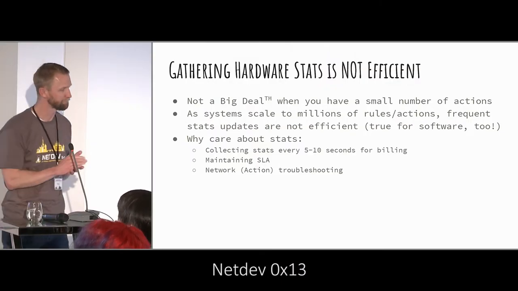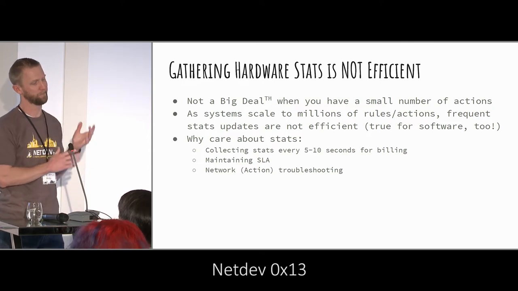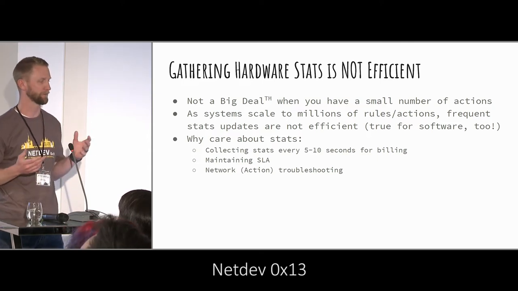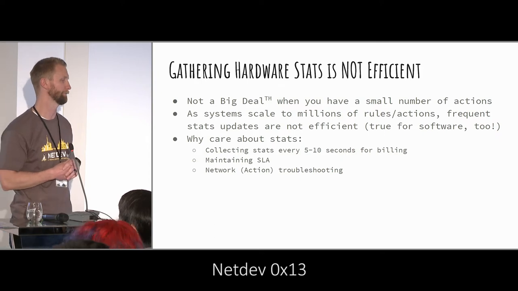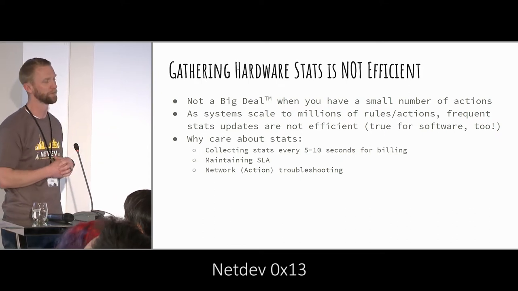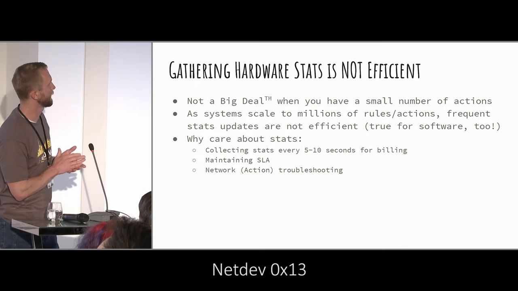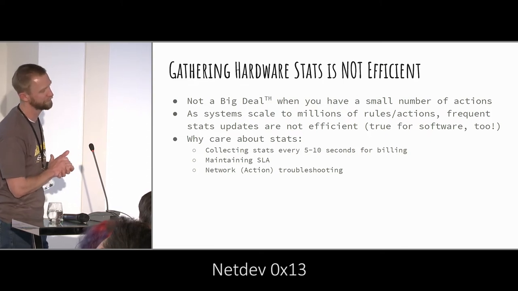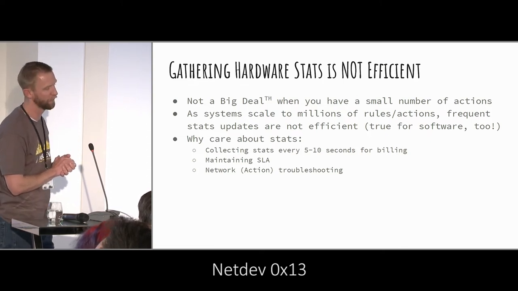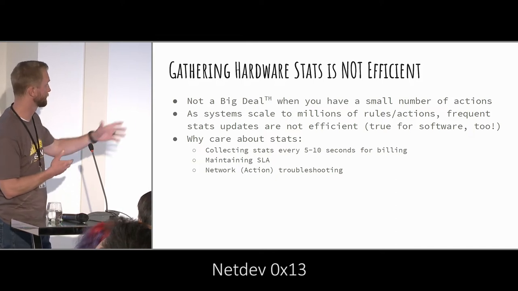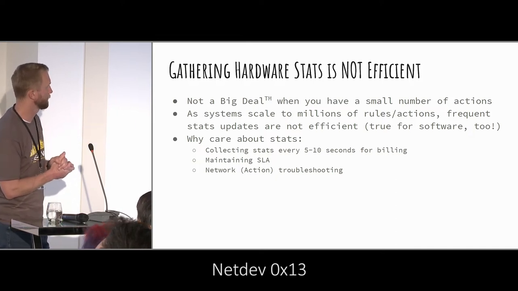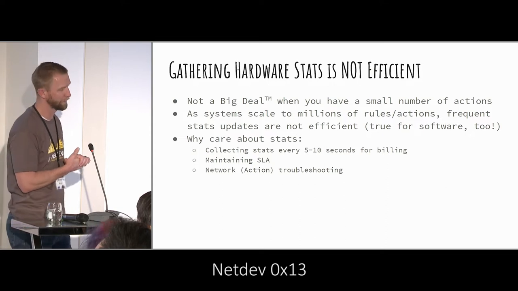Right now, if you have a small number of actions in hardware, gathering stats is not really a big deal. But as we scale up to millions of rules or actions, frequent updates are not going to be efficient anymore. This is also true for software. Jamal can go on and on about some of the software things that have been done.